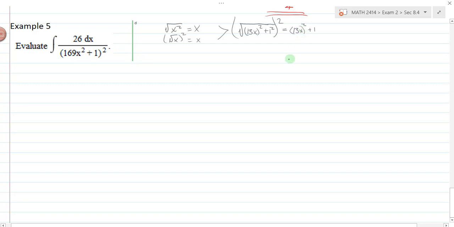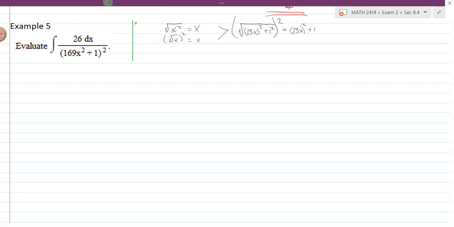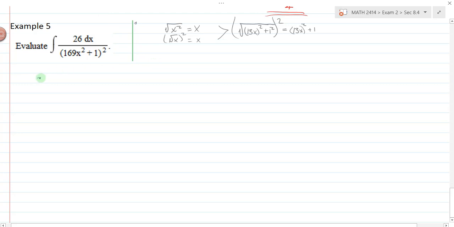I need to put that in parentheses though. So I could replace this with this, but that's squared, so that means I'm going to have to square this. What that means is I can rewrite this problem as the integral of 26 dx over the square root of the quantity 13x squared plus 1 raised to the 4th power. Do you see why this is raised to the 4th power? You say, well, it was squared there. Yeah, when it was written like that, it was squared. But when I rewrite that as a radical, I got to square that, and you square a square, you get a 4th power. Do the exponents make sense?